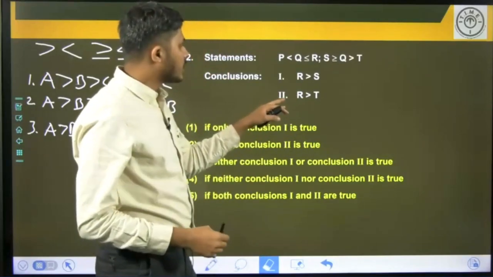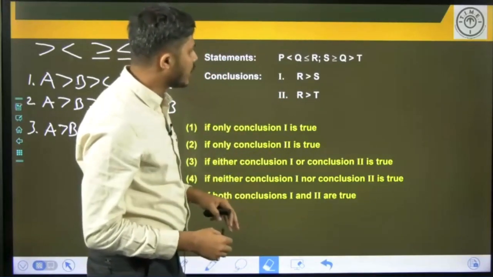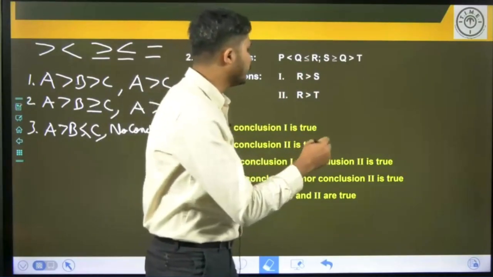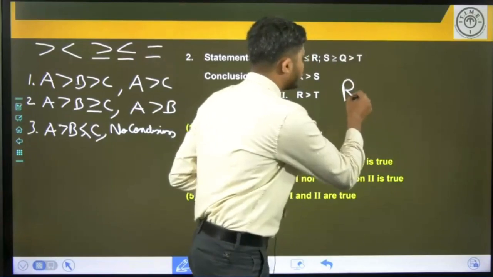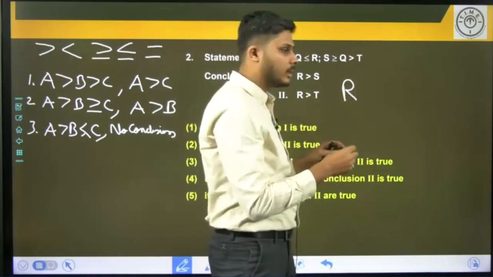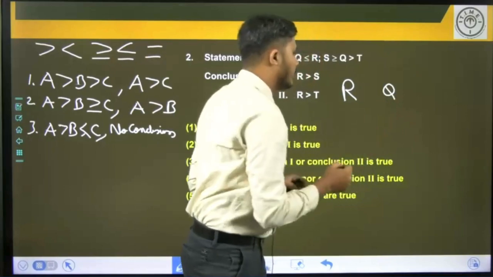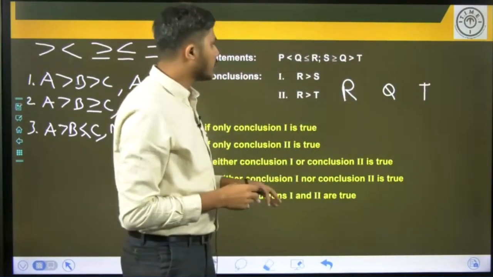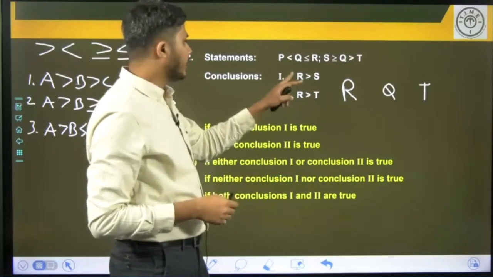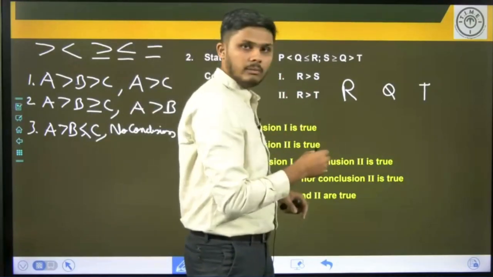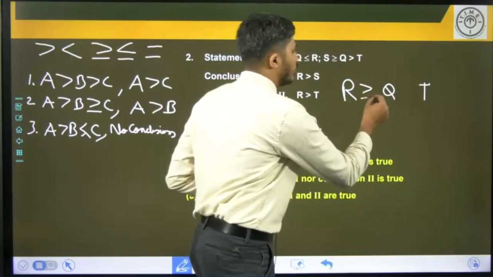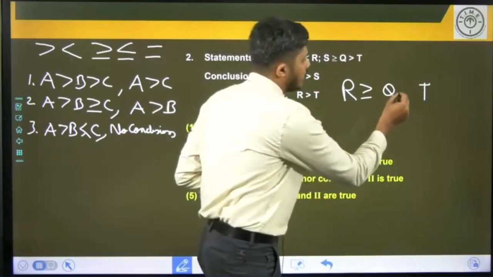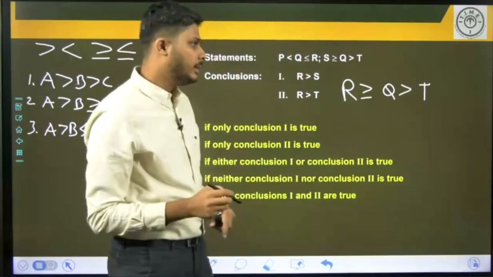The second conclusion asks for the relation between R and T. Now, R is in the first statement and T is in the second statement. So, let us write R at one end, since Q is a common term, Q in the middle, and T at the other end. The relation between R and Q here is Q is less than or equal to R, which is the same as R greater than or equal to Q, and the relation between Q and T is Q is greater than T.